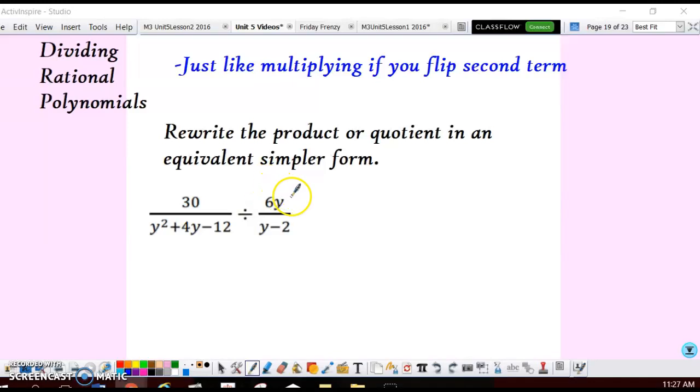Dividing rational polynomials is just like multiplying if you flip the second term. So we have this rational polynomial divided by this one. I'm going to rewrite it as 30 over... Before I write this polynomial, we know that factoring whenever you can is a good idea. So let's see if this factors.